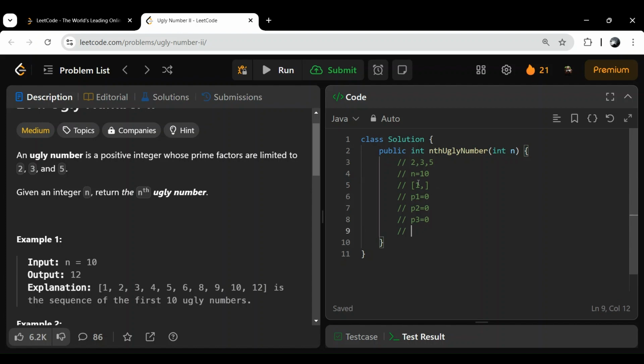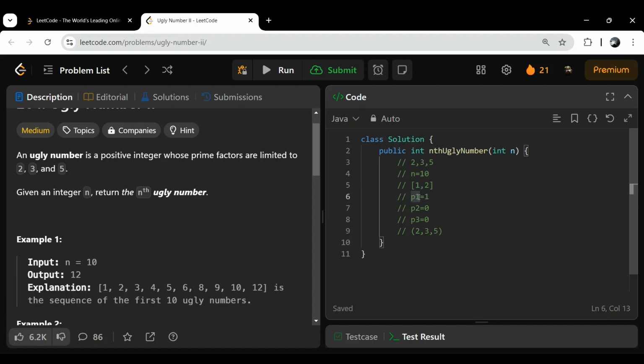Now we are multiplying each of these with 1. Now we'll get 2, 3 and 5, out of which the minimum is 2. So we'll increment this pointer, that is, 0 to 1. Now p1 will point to the first position, and p2 and p3 will point at the 0th position.